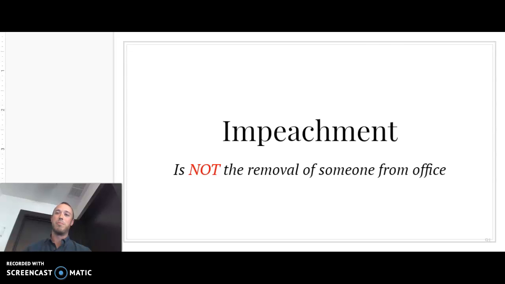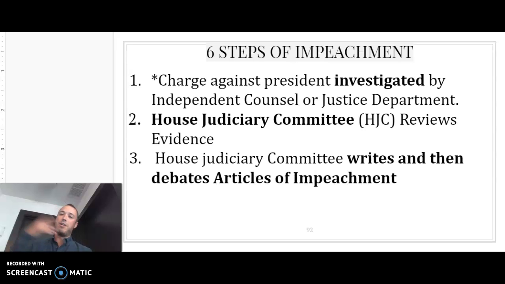Now, let's talk about the actual impeachment process. You're going to see a variety of numbers out there. I like 6 steps. I think it keeps it easy. So obviously the charge is pressed initially after an investigation that is usually done by the Justice Department. Okay, it can also be done by an independent counsel. See the independent counsel Mueller that took place with the Donald Trump stuff. All right, we're going to get there though.